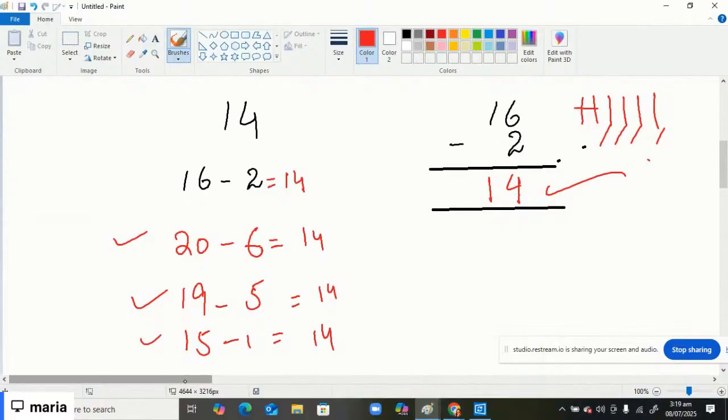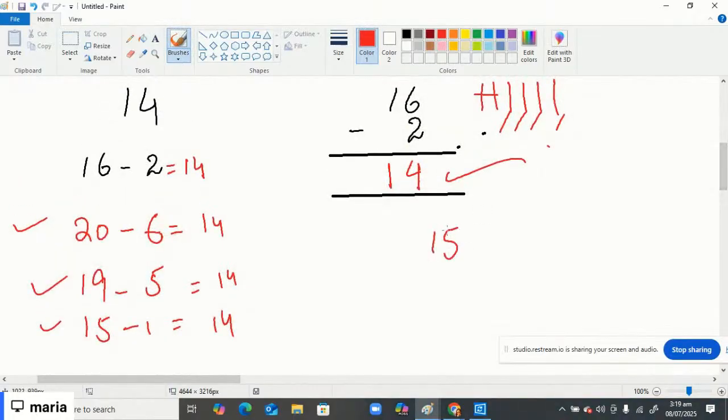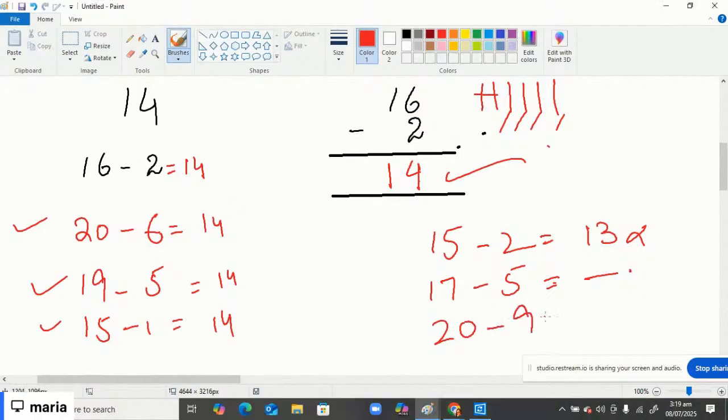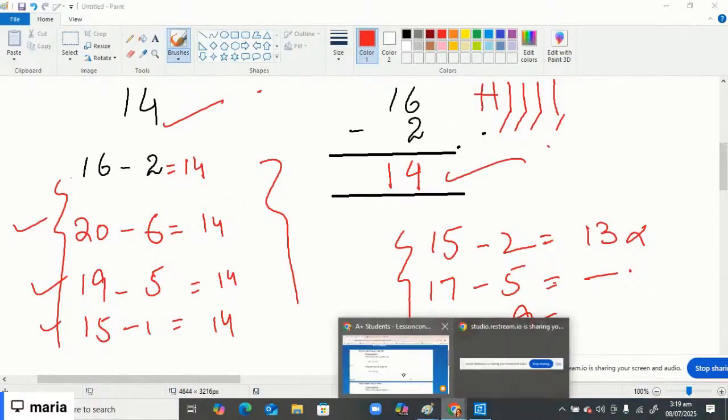Okay? And now tell me which is not a way to make 14. Let's suppose I'm going to write it here. 15 minus 2, that is 13, which is not a way to make 14. Let's suppose I'm saying 17 minus 5, then you get that answer. Let's suppose I'm saying 20 minus 9. So these are all the ways that you are not making 14, and these are all the ways that it makes 14. Okay? This is why we are going to solve these questions.